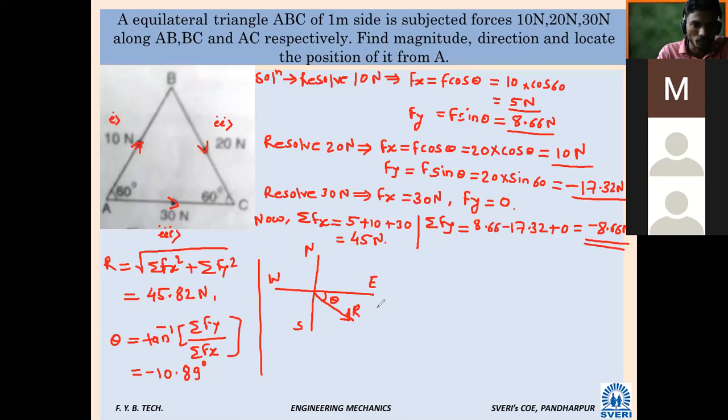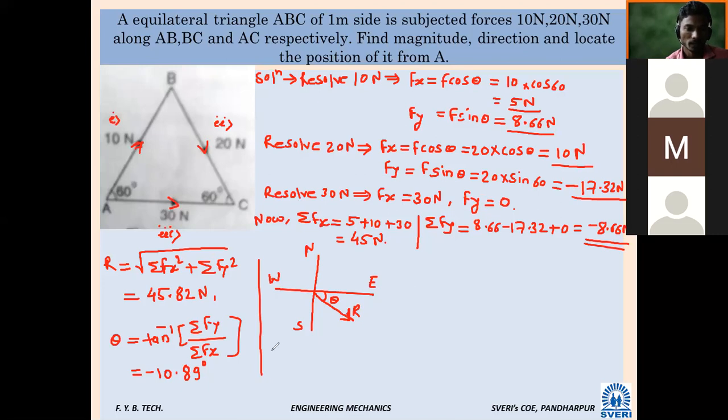Now up to this we have solved. There should not be any problem up to this. Now we have to look at two things we found out: one is the resultant, another one is the angle. Now what we have to find? Its location, where it is.